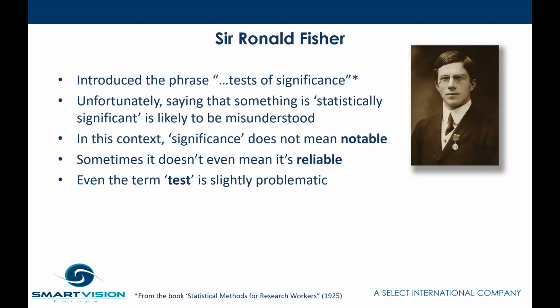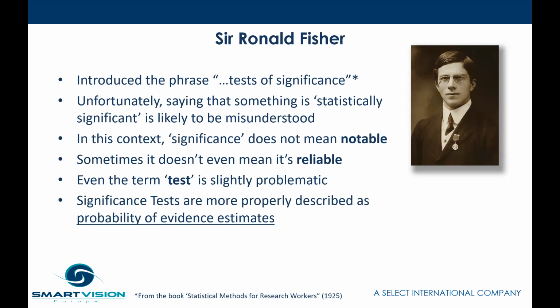And even the term test is slightly problematic because when we talk about tests, we tend to think of things like COVID tests and pregnancy tests and things like this. They're pretty objective and pretty reliable and pretty accurate. But test here should probably be replaced with the term estimate, because it's more of an estimate than a test. Significance tests are probably more properly described as probability of evidence estimates, but we don't think anyone's ever going to use that as a description. But if you wanted a literal description of what a significance test is, it is the probability of evidence. It's an estimate of the probability of evidence. So it's not a test at all.